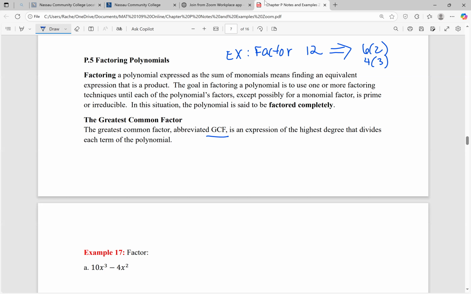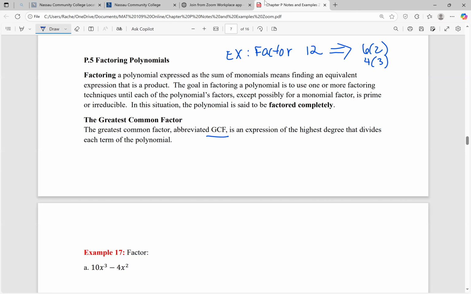So what if I said to factor 2x plus 4? That's a polynomial with 2 terms. It's a binomial. So we want to rewrite that as a product, as multiplication, right? Because that's what we do when we factor. If I look at both of these terms, the greatest common factor, the factor that's common to both of these expressions, is 2, right? Because 2x is divisible by 2 and so is 4. So my GCF of 2 is going to be one of the factors. Now I have to figure out what the other factor is in my product.